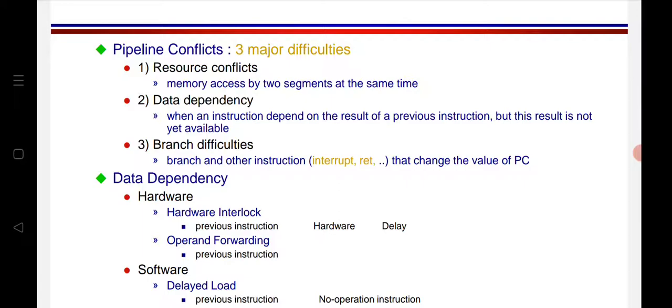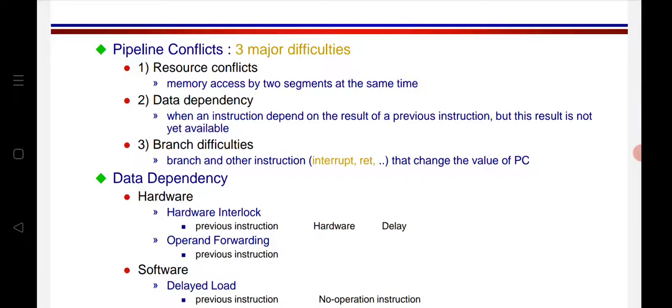And the next one is branch difficulties: branch and other instructions that can change the value of the PC. So these three are the three major difficulties you are going to find whenever you are dealing with a pipelining conflict.